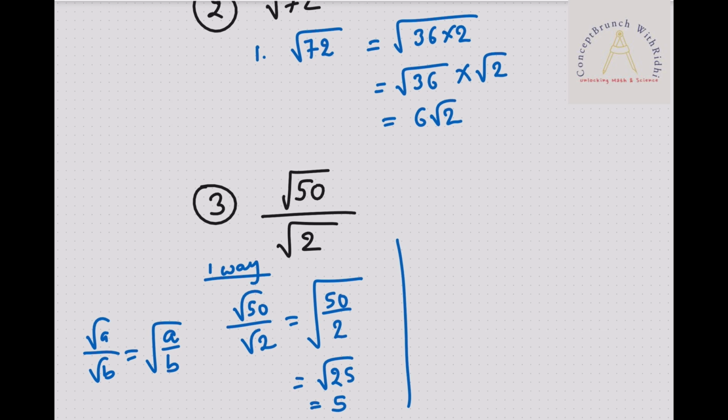Okay. Second way will be root 50, simply we can write as 5 root 2 as we solved before, right? And divide with the root 2. So we can cancel out the root 2, the answer will be 5.